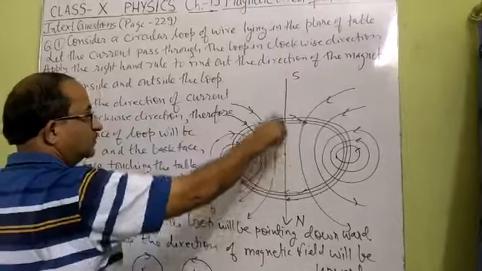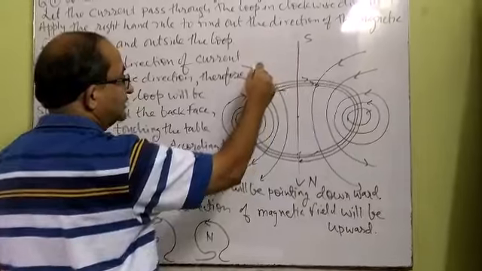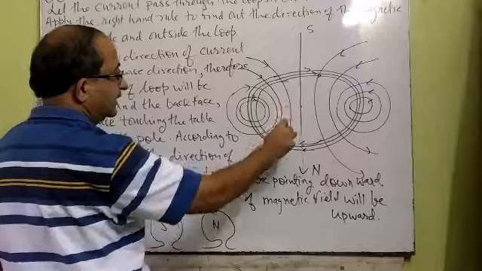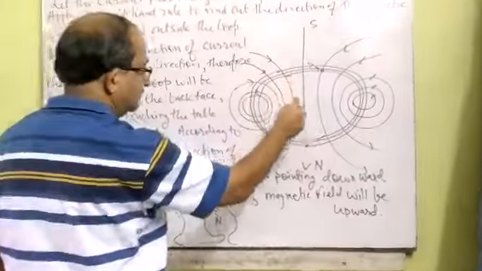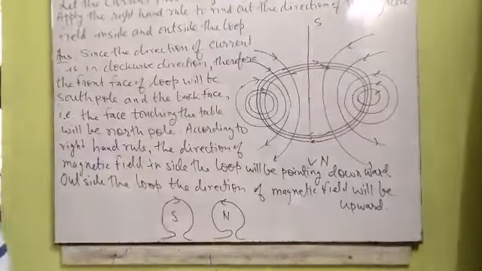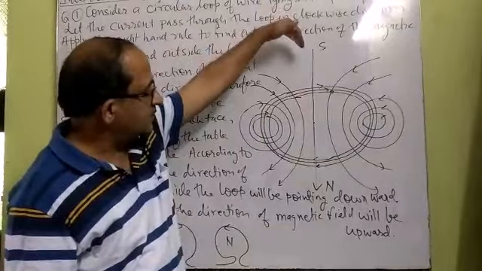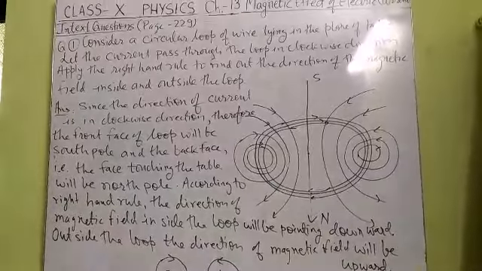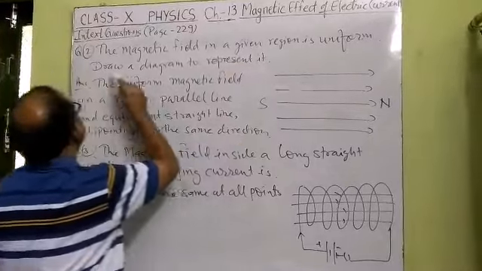inside the loop the magnetic lines of force always pass from south to north pole, whereas nearby the wire, the magnetic field lines are concentric circles, and they appear to pass in the upward direction, whereas the middle line always passes from top to bottom, means south to north.